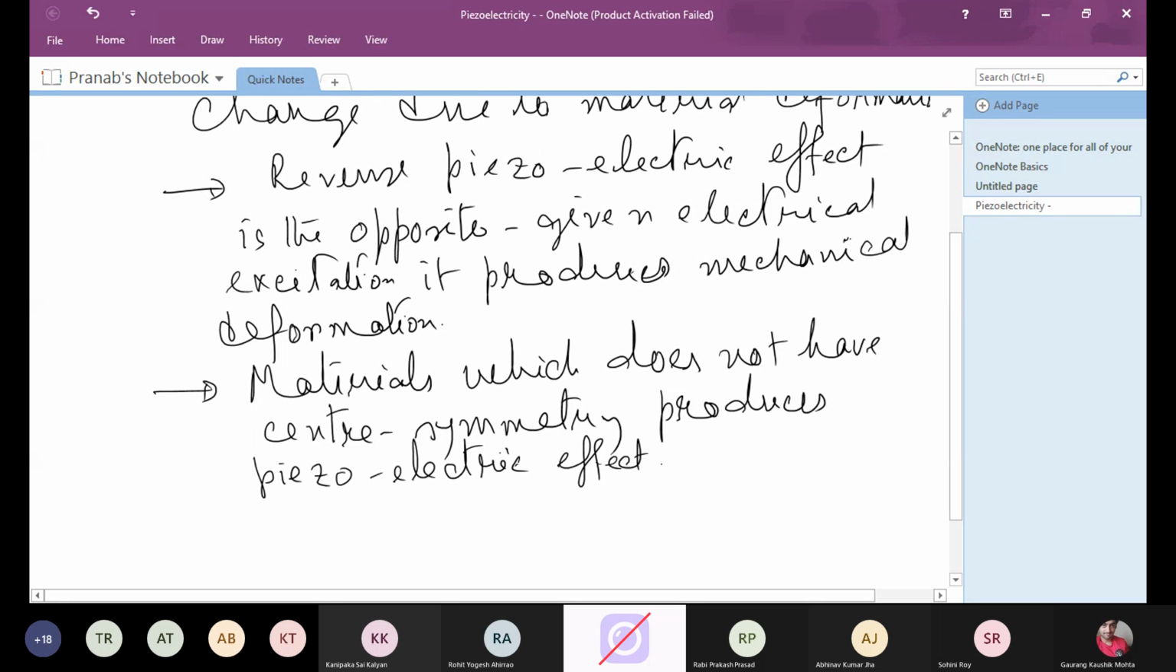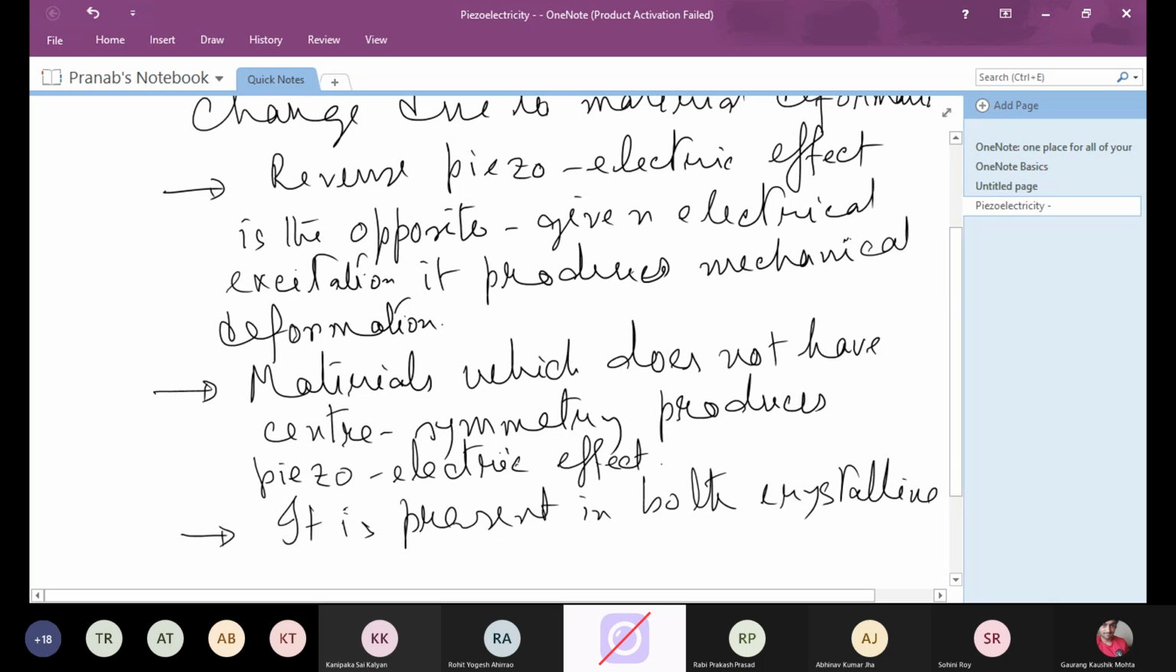So that's why for non-centrosymmetric materials, both amorphous and crystalline, piezoelectricity is present. So it is present in both crystalline and non-crystalline materials.